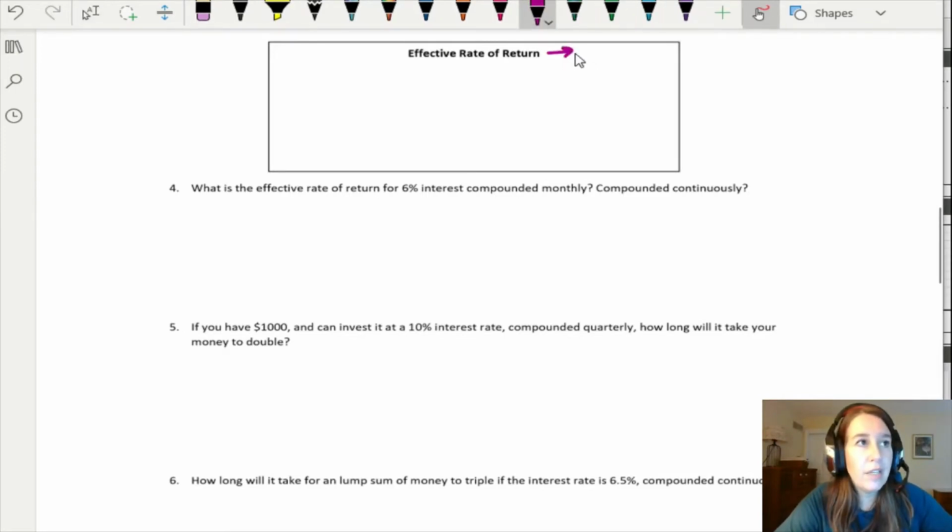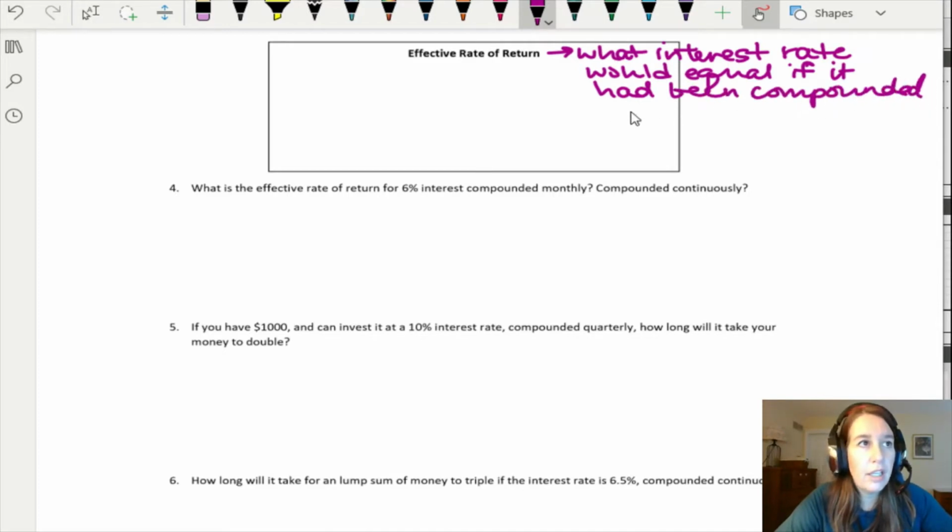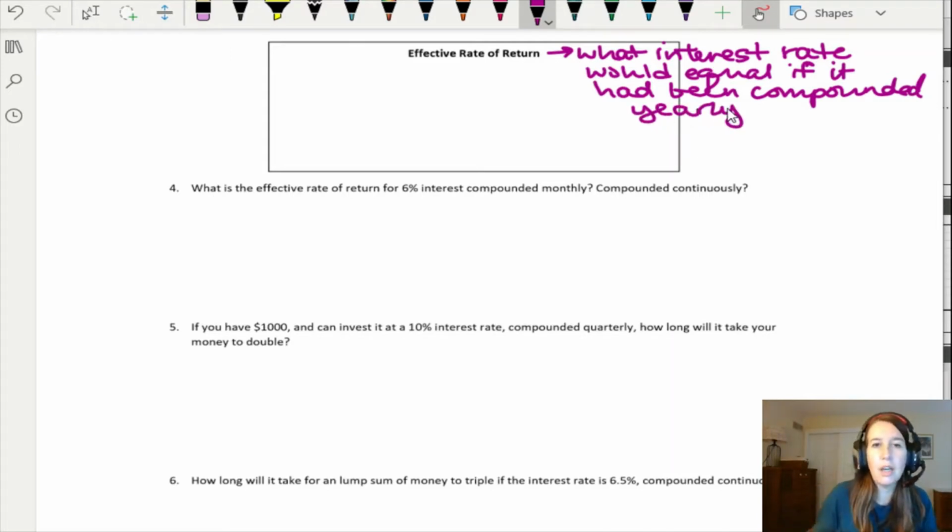So the effective rate of return is basically what interest rate would equal it if it had been compounded yearly. So not changing it into a simple interest, because that doesn't make sense, or maybe just simple interest for a year is the same, but compounded just annually or yearly.